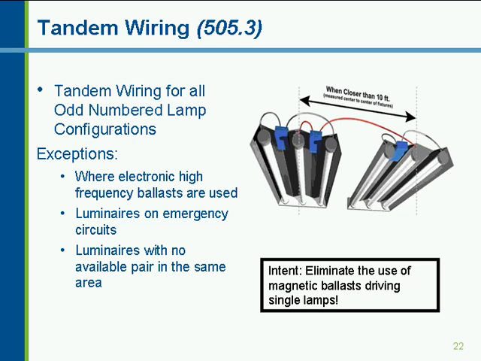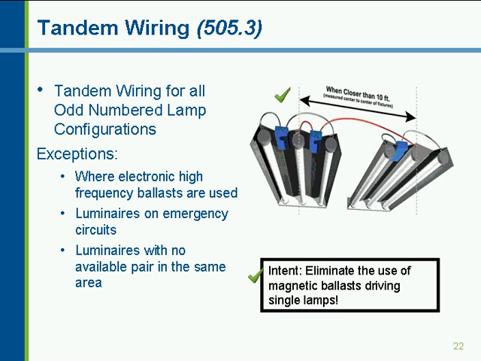Another requirement is tandem wiring, and this is intended to eliminate the use of magnetic ballasts, which are still used in some applications today, when they're driving single lamps. So if you look at the example there, if you have a couple of 3-lamp luminaires that have 1 to 2 lamp ballasts, which is a common configuration, at least for older technologies, you want to tandem wire the 2 individual lamps so you do not have a magnetic ballast driving just one lamp.